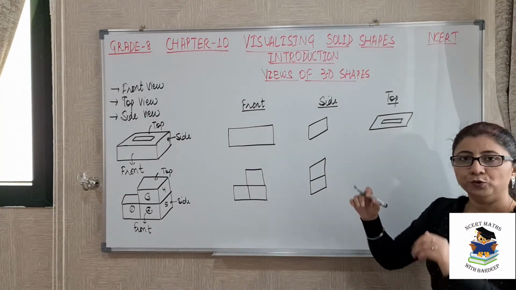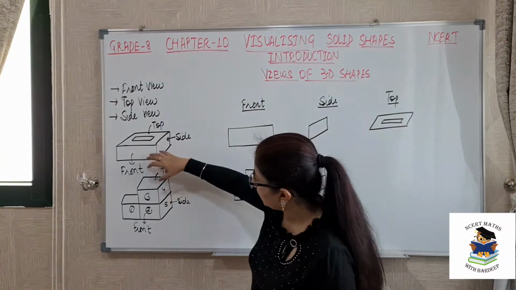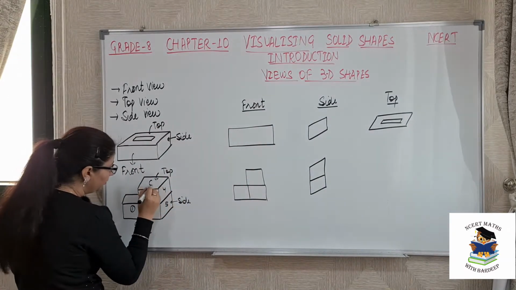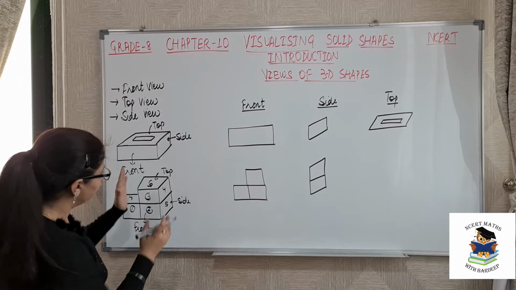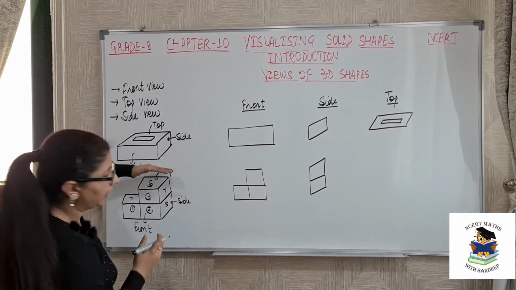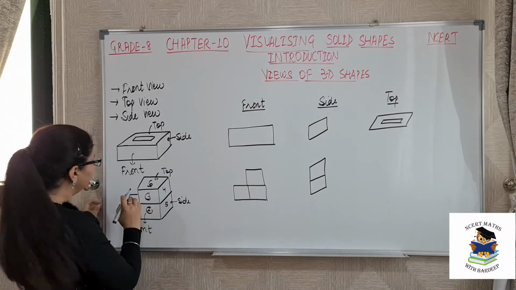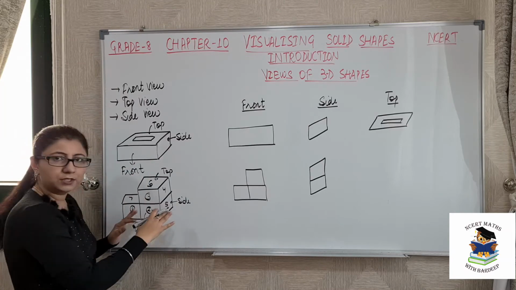Next is top view. Now we should look from the top. From the top, this block will be seen, and that is the top side of these blocks. Wherever it ends, that top will be visible. So we will see these two top surfaces of this shape.